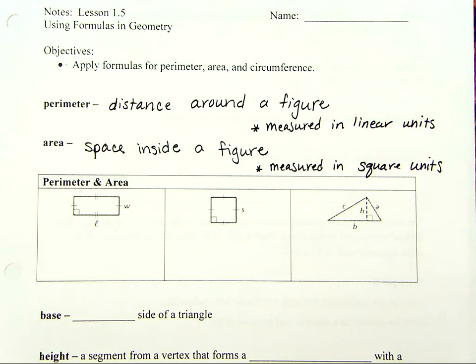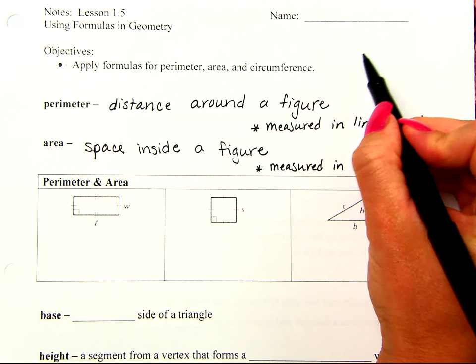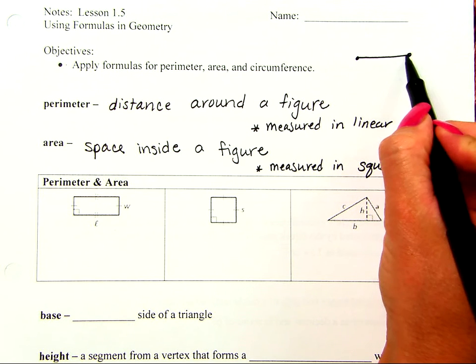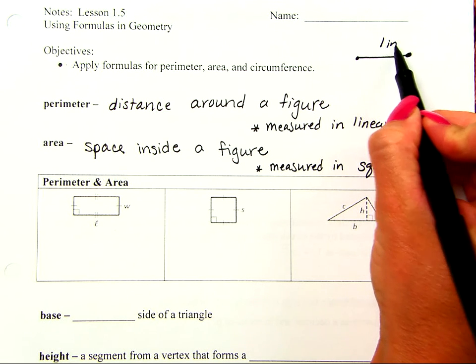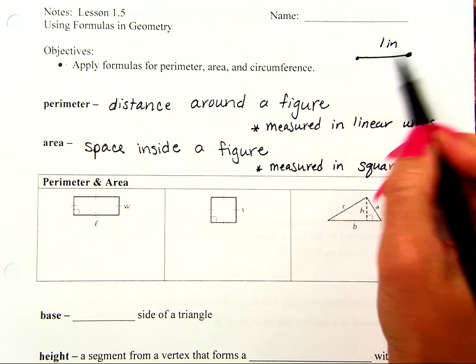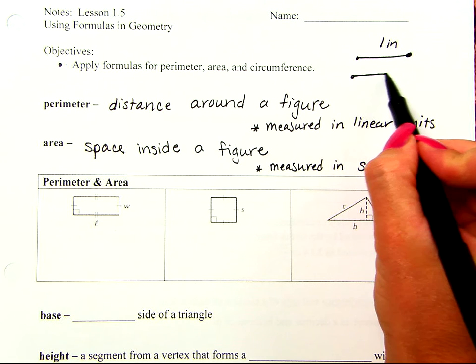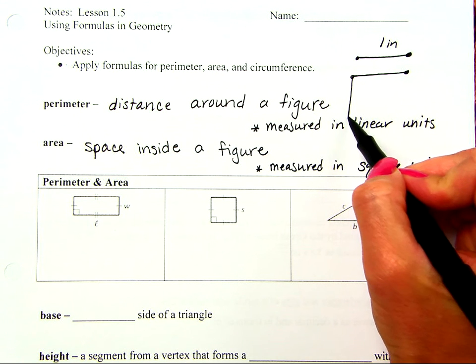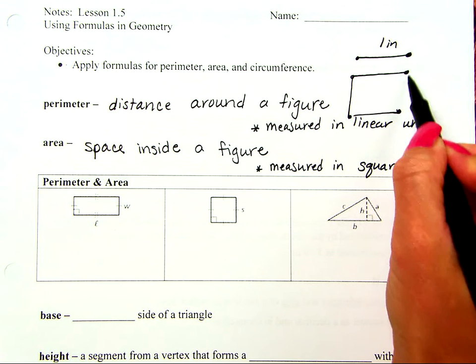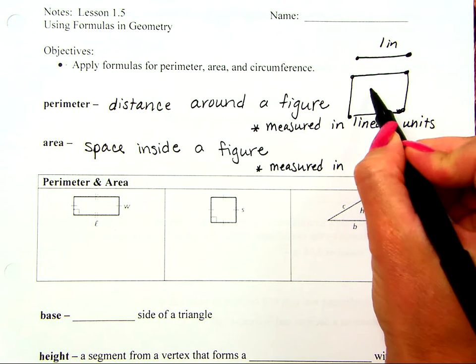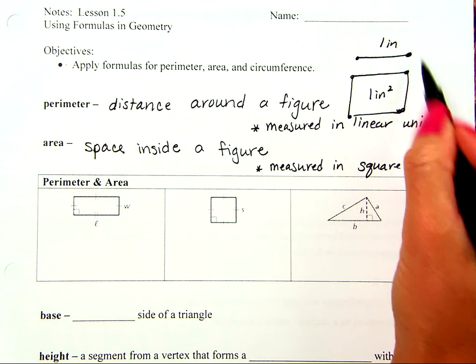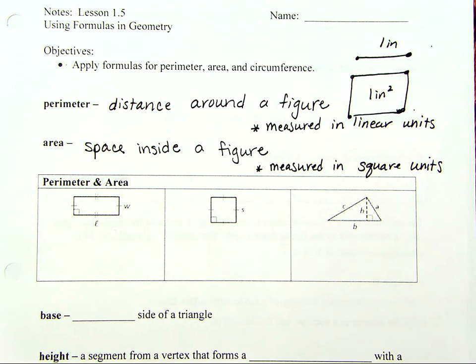What's the difference there? Well, if we are talking about 1 linear inch, just roughly, it would be as so. Whereas 1 square inch means 1 inch by 1 inch. Here, this would be 1 square inch. And you can see those are two very different things. Linear measures compared to square, or linear units to square units.